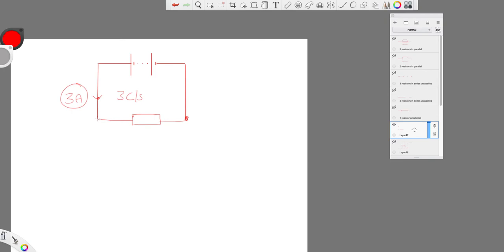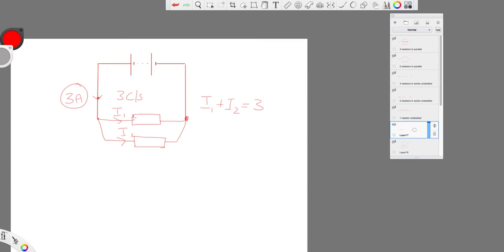If I had a second branch in my circuit, then some of the current will go this way, some of the current will go that way. So let's call that one I1, call that one I2. But if I had 3 amps going in here, I have to have 3 amps coming out of here. So I1 plus I2, those two have to add together to give me 3.